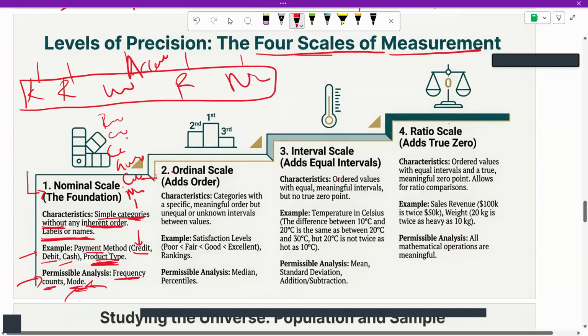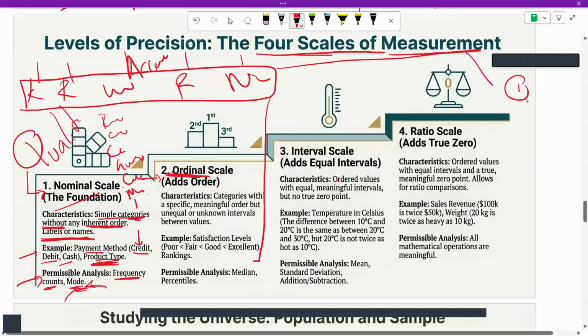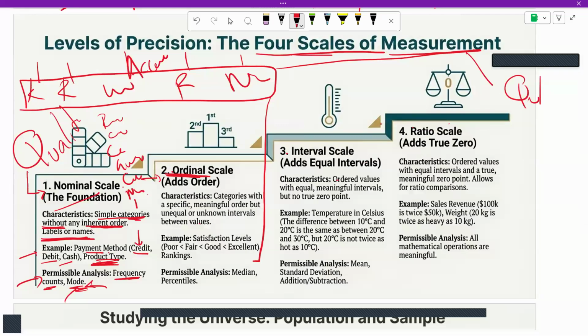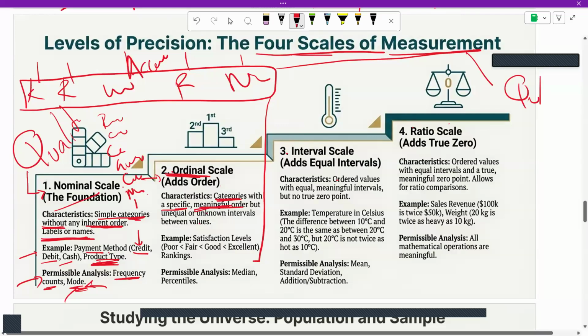And the second level is ordinal data. Levels 1 and 2, the nominal scale and the ordinal scale, come under qualitative data. Levels 3 and 4 come under quantitative data. Ordinal data, ordinal scale: these are categories with a specific, meaningful order. It has a meaningful order.